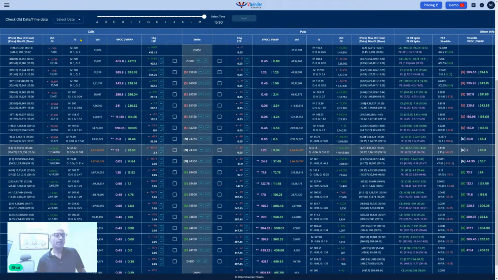We also look at IVs, and these IVs are now inflated because of the settlement which happened about 1 hour back at 3:30, but these would be in the region of about 13 to 15 to 17 during the day.